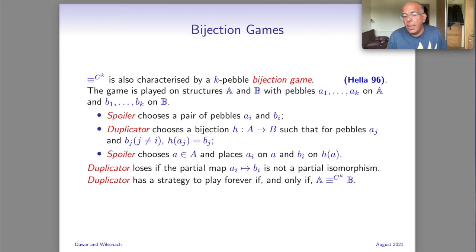And duplicator has a strategy to play forever if and only if the two structures are not distinguished in CK. In fact, I stated the other one for fixed quantifier rank, you could do the same over here. Duplicator has a strategy to play for P moves if and only if they're not distinguished by any sentence of CK of quantifier rank at most P.